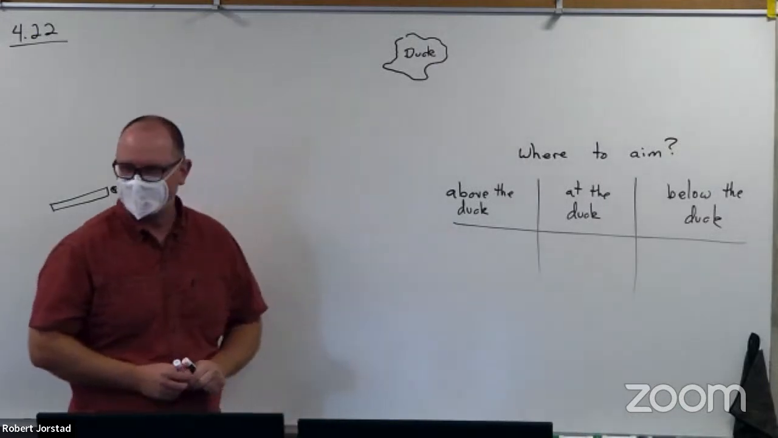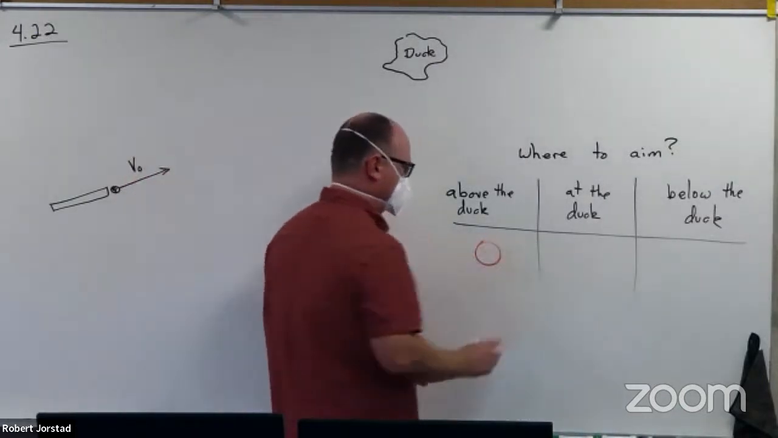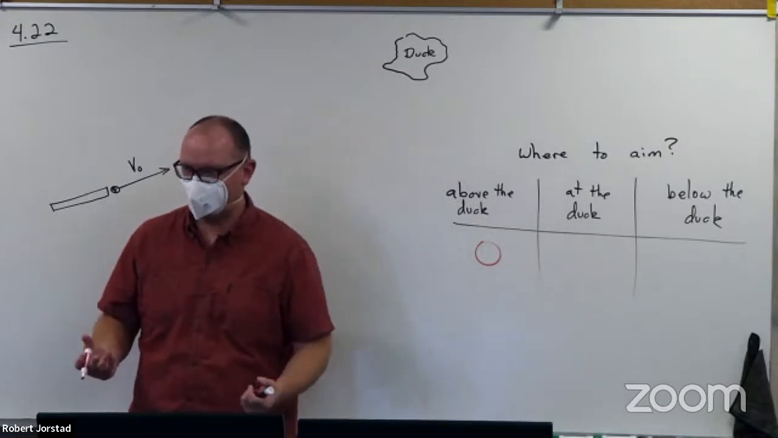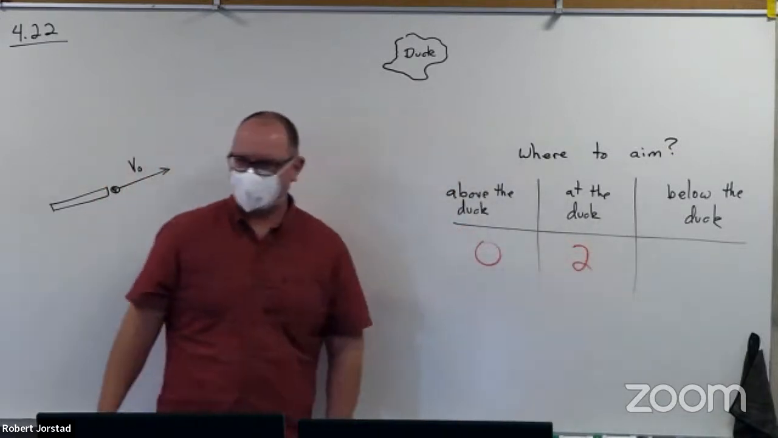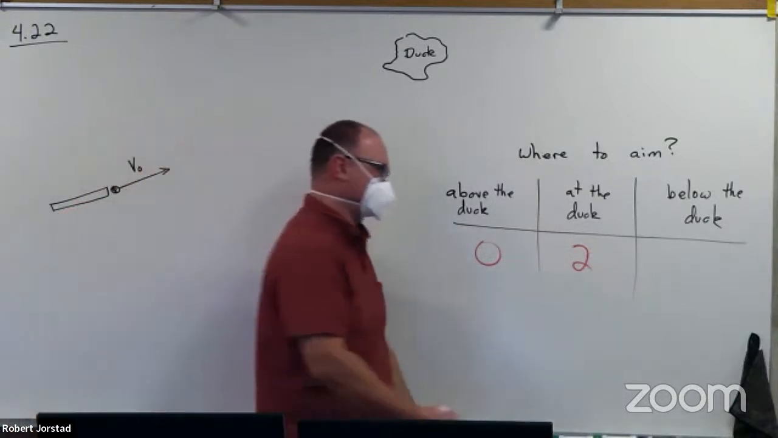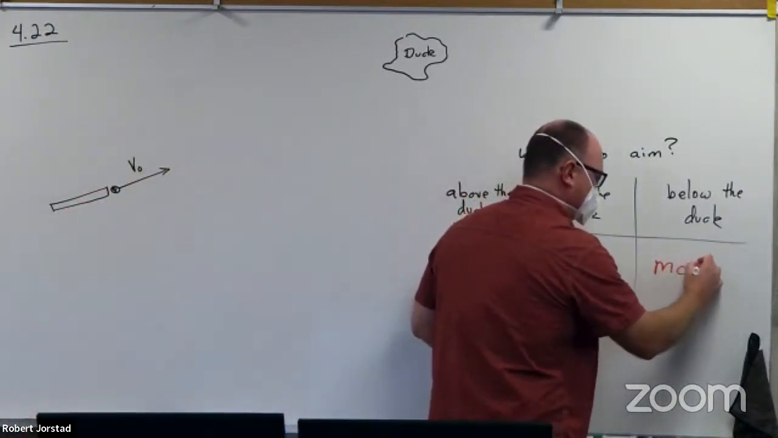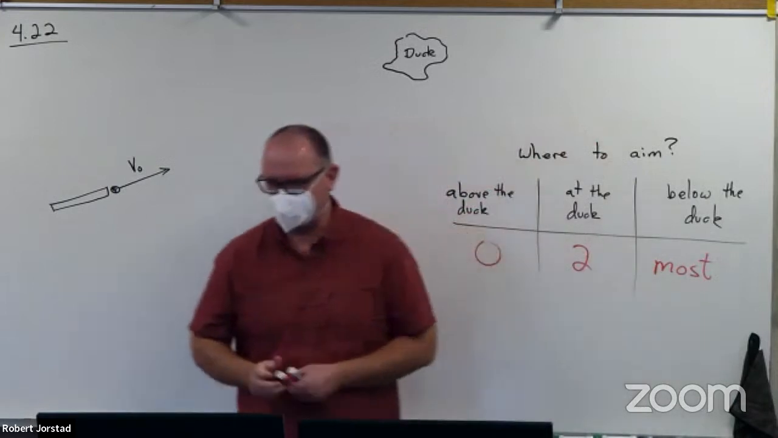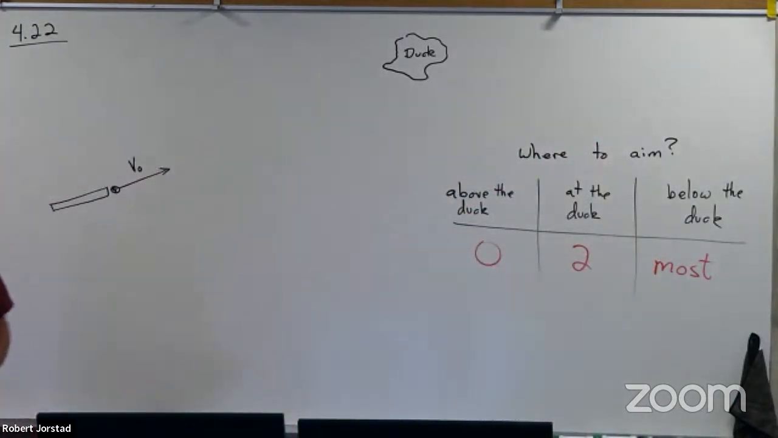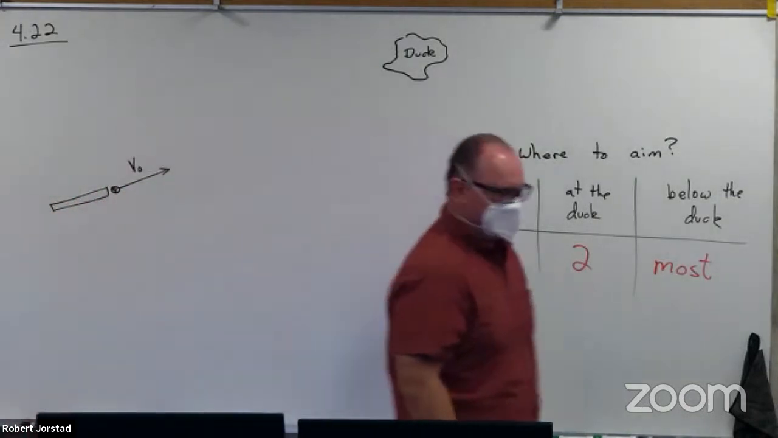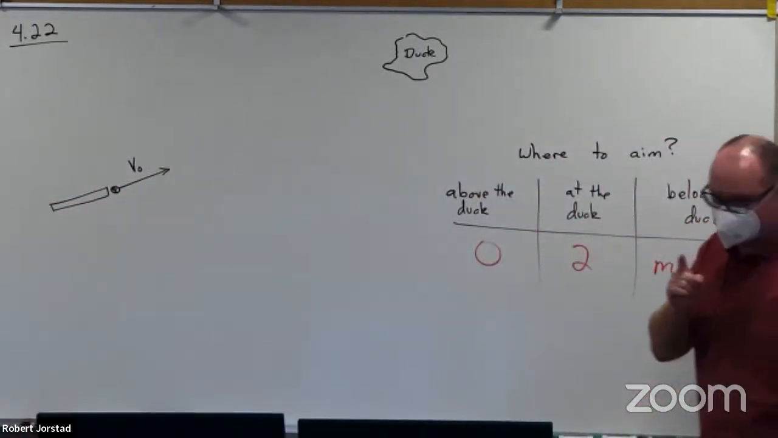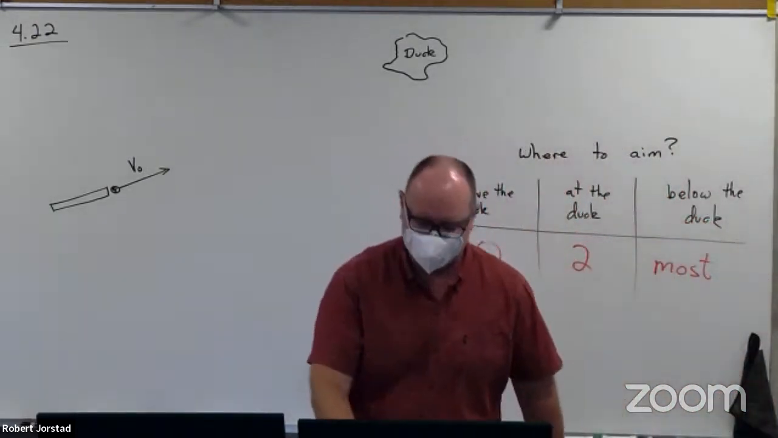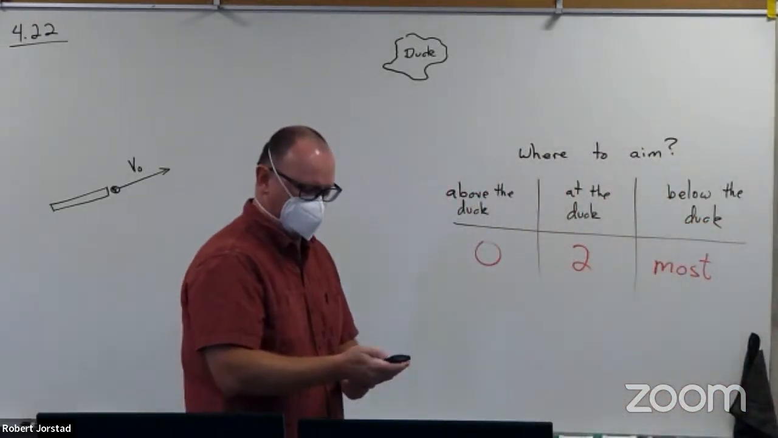How many think above the duck? Okay. A lot. How many think you should aim at the duck? Couple. How many think you should aim below the duck? Most. What have we learned about students' intuition in physics? You're usually wrong. Okay, let's find out. Okay, you ready to aim? My claim is you should aim directly at the duck. Okay, and let's have it. Let's see if I'm lying to you here.